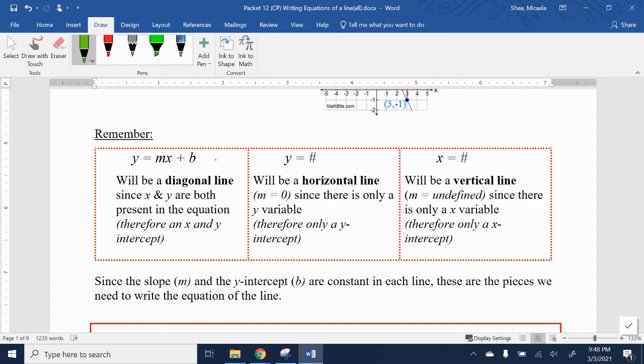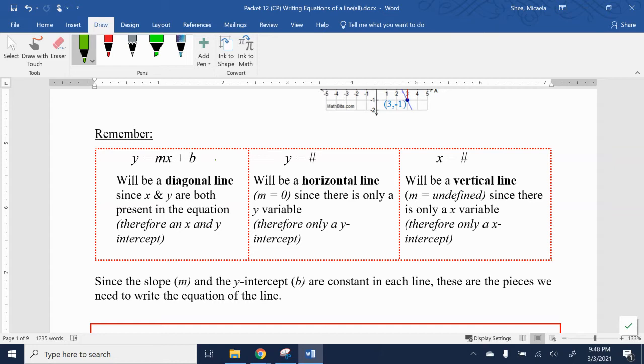We know that when we see just a y, like y equals 5, that it's going to be a horizontal line because there's a zero slope. So again, we can think of that backwards, that if I see a horizontal line, it only goes through the y-axis, so my equation is only going to have a y in it.